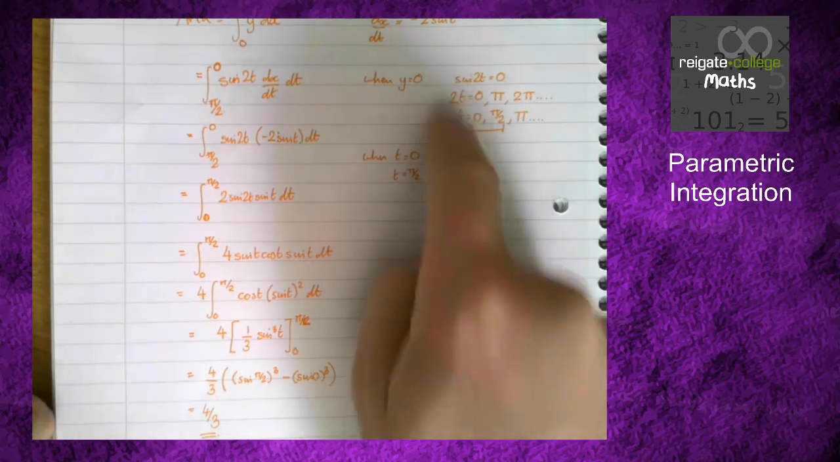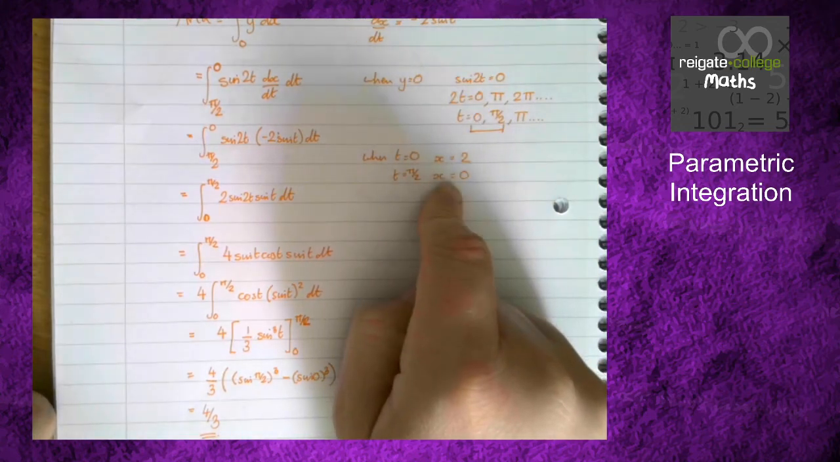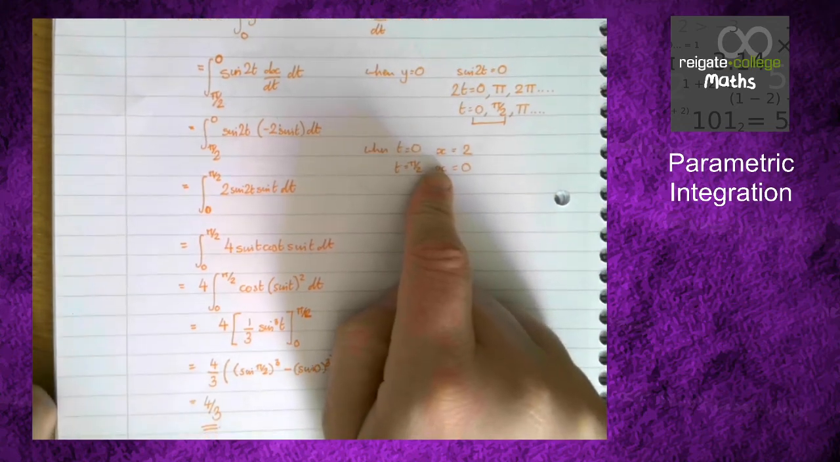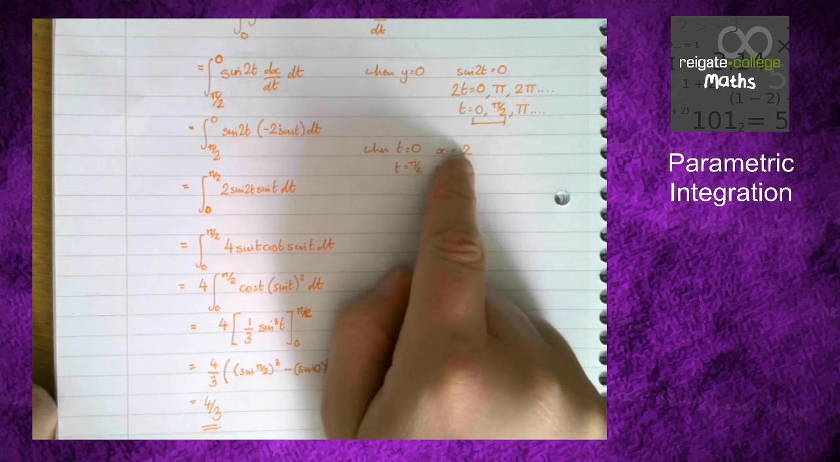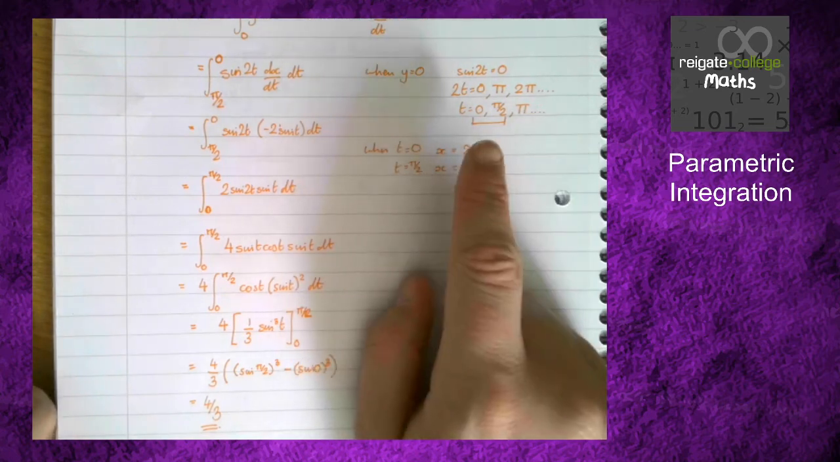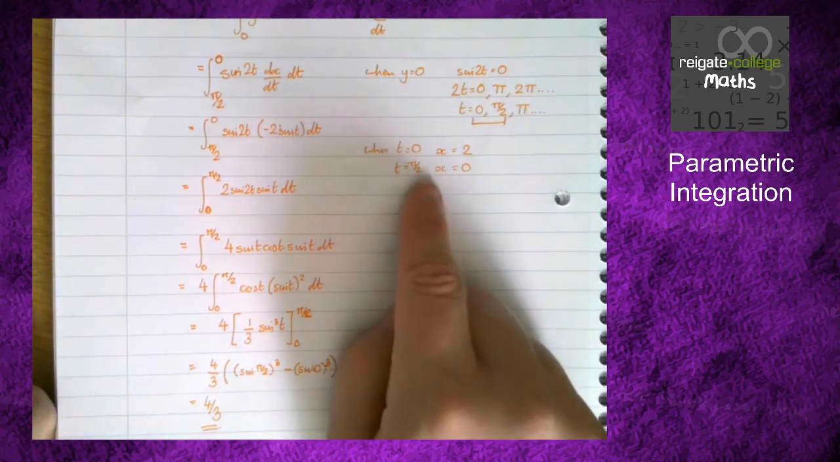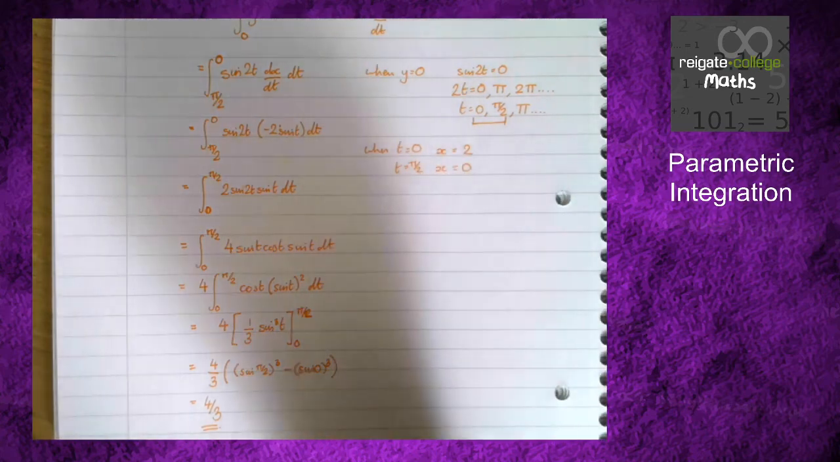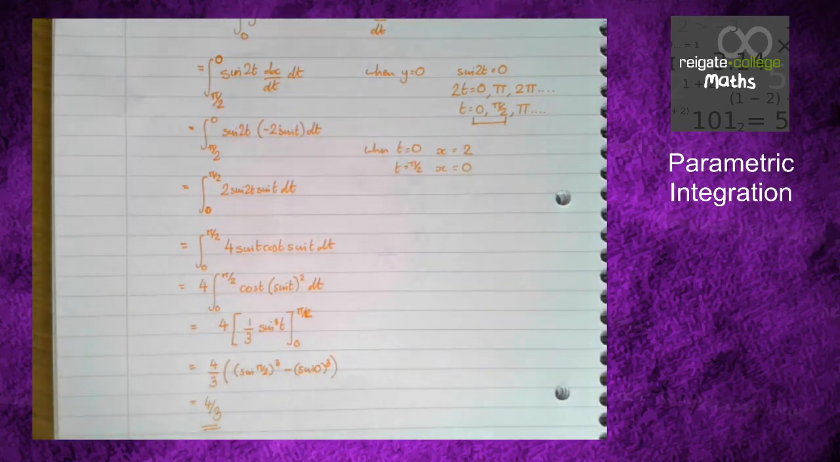Obviously, we could have found the limits out the other way by setting x equals 2 and then solving to find t, checking it in the y, x equals 0, solving to find t, checking it in the y. The order of that doesn't matter. Pick whichever one you think is going to be easier to calculate, and you're away.